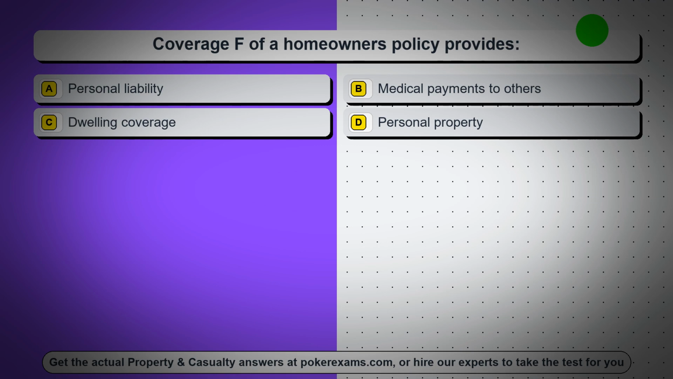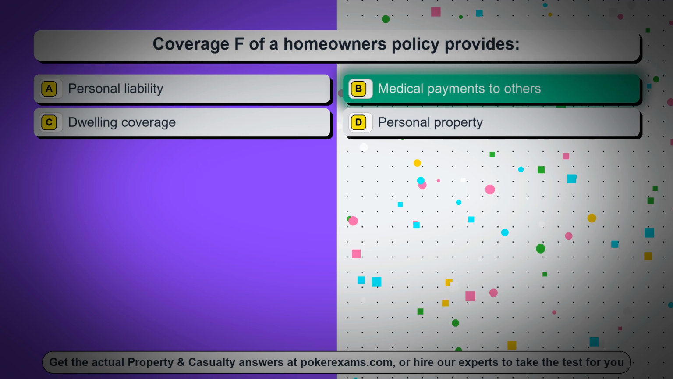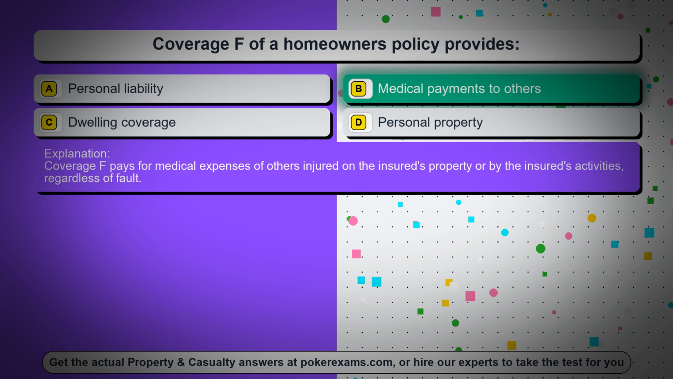Question 57. Coverage F of a homeowner's policy provides: Option A, personal liability. Option B, medical payments to others. Option C, dwelling coverage. Option D, personal property. The correct answer is option B, medical payments to others. Coverage F pays for medical expenses of others injured on the insured's property or by the insured's activities, regardless of fault.